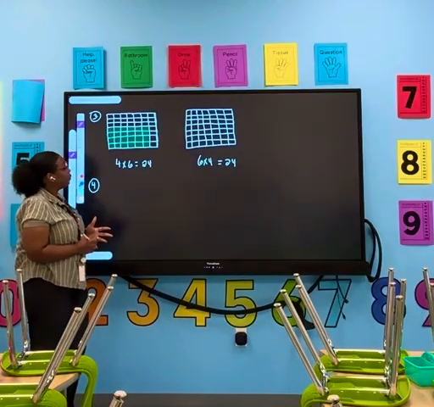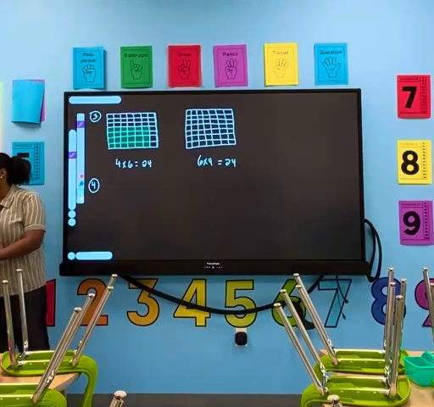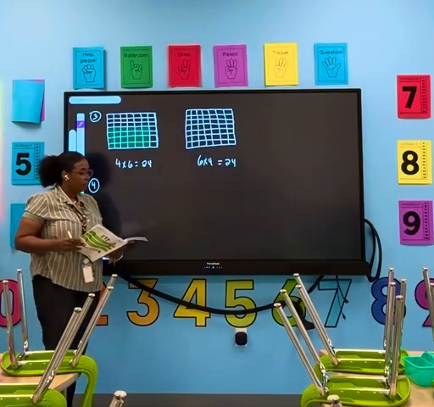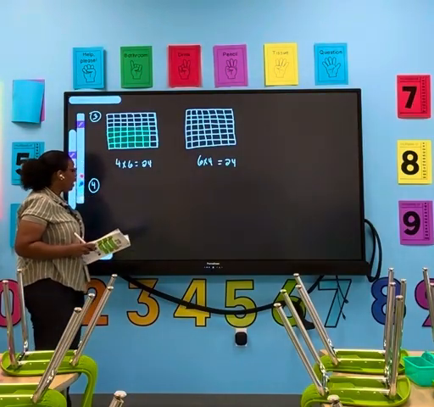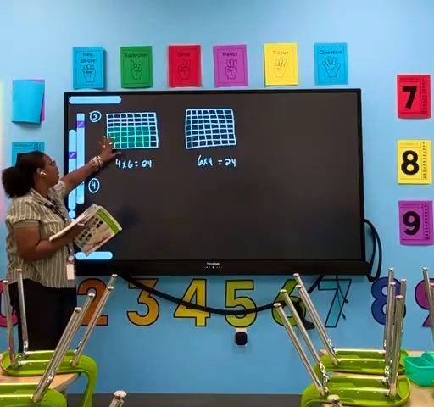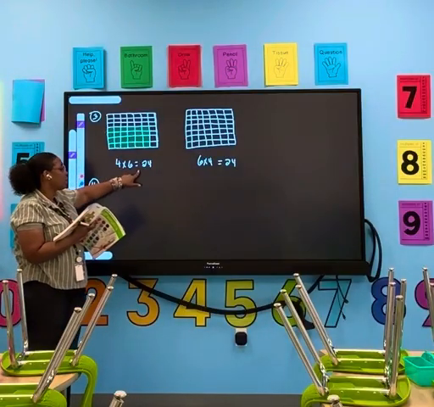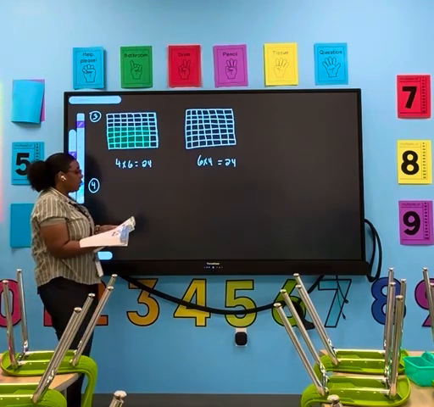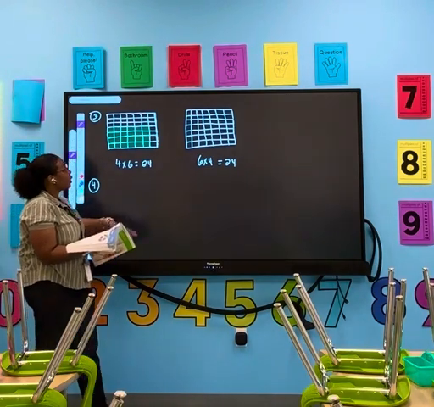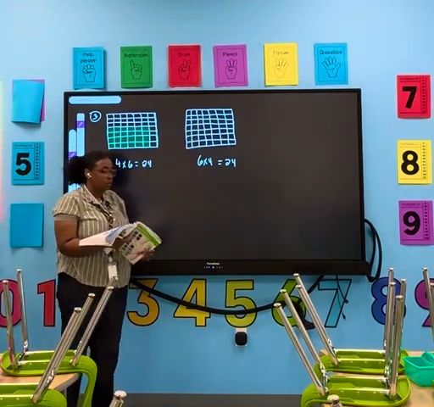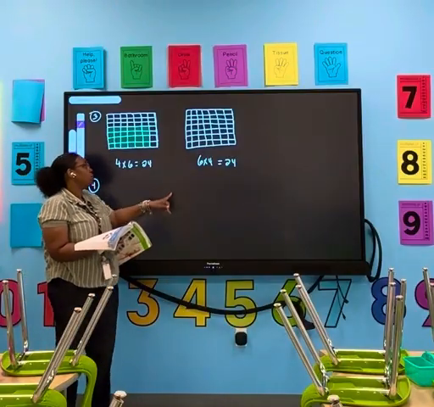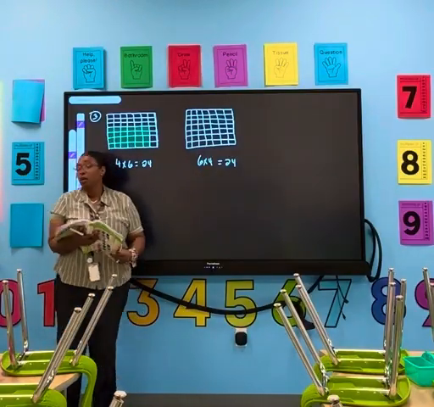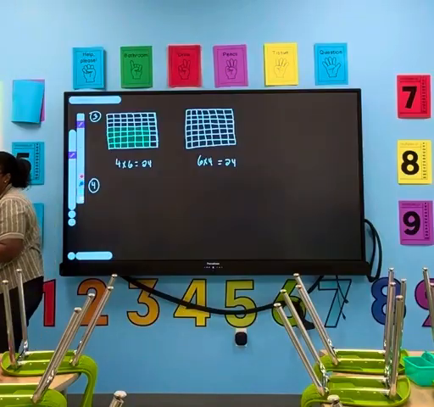Now, for number 3, it says Daniel colors a grid to show 4 times 6. So this is the grid that Daniel colored. It is 4 times 6 equals 24. They already have it on their 4s. So then it says color the other grid. So they want us to color this grid to show 6 times 4 equals 24, which is underneath. Okay, we can do that with no problem.